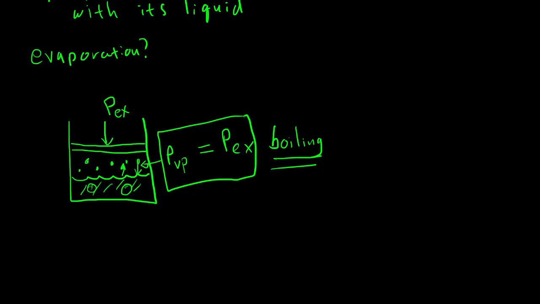Now there's one special external pressure, and that's standard pressure of 1 atmosphere. That's the pressure that we normally experience at sea level here on Earth. And so we call the boiling point at that pressure the normal boiling point. I'll abbreviate boiling point BP. So whatever temperature occurs when you can get the vapor pressure equal to that is the normal boiling point.